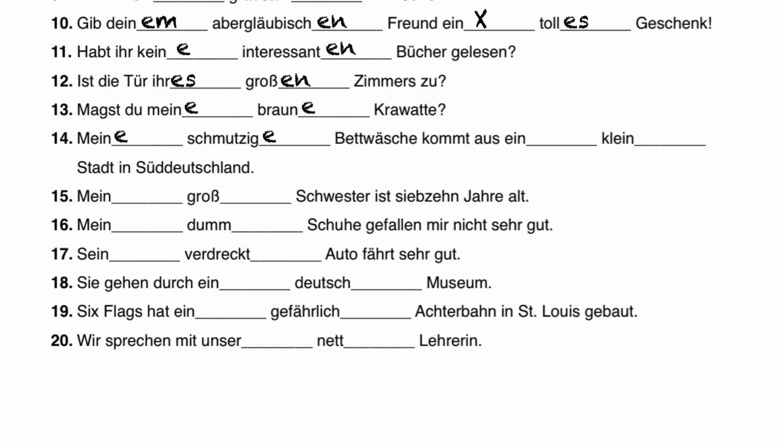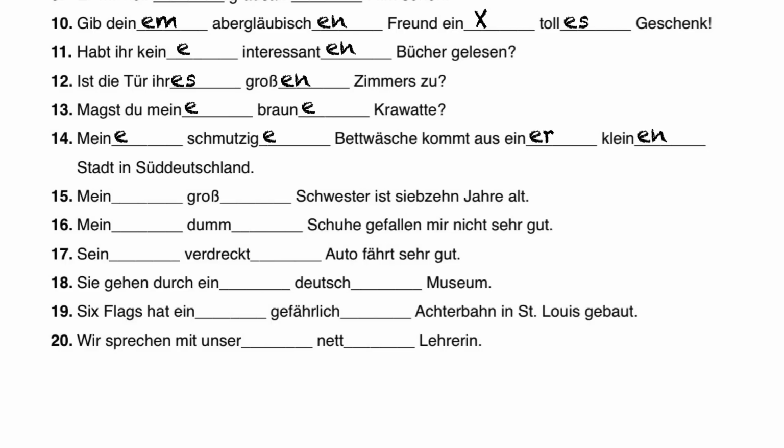My dirty bed linens come out of, and then we have to have more endings. Here we have aus, which is a dative preposition. Stadt is a feminine noun, so we have to have dative feminine einer. And then all of the dative ones after ein-words are en for the adjective endings. Meine schmutzige Bettwäsche kommt aus einer kleinen Stadt in Süddeutschland. My dirty bed linens come out of a small city in southern Germany.